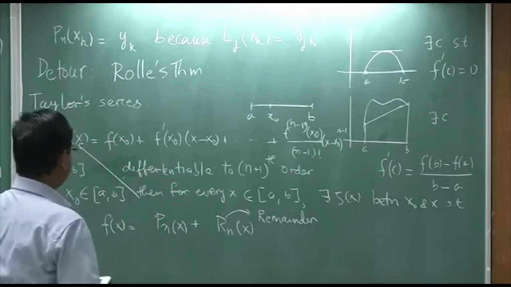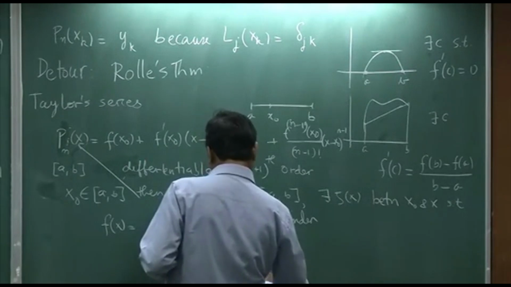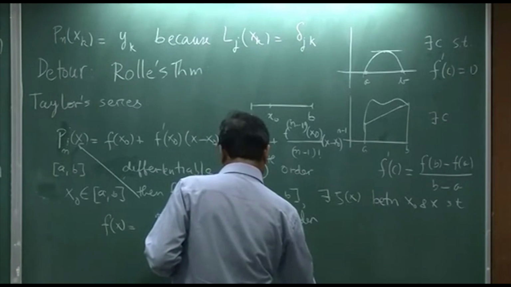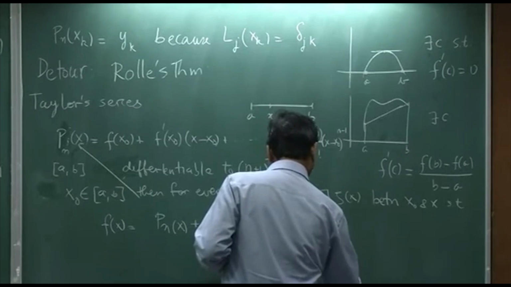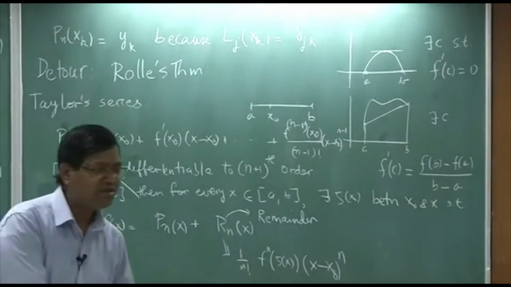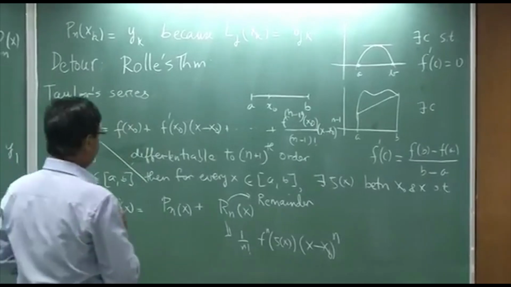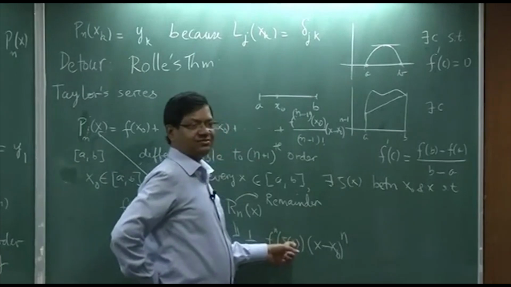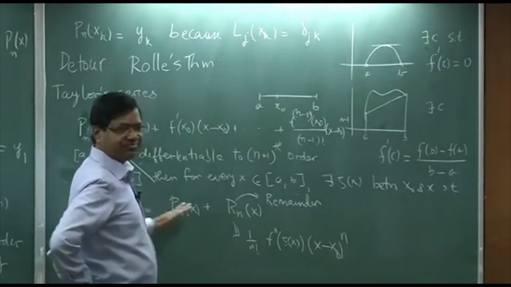and what is the remainder? This guy is 1 by n factorial f n of zeta of x. So, this zeta of x is coming here, that point, there exists a point. So, you should take the nth order derivative at zeta x, not at x. Okay. So, this is an exact relation.